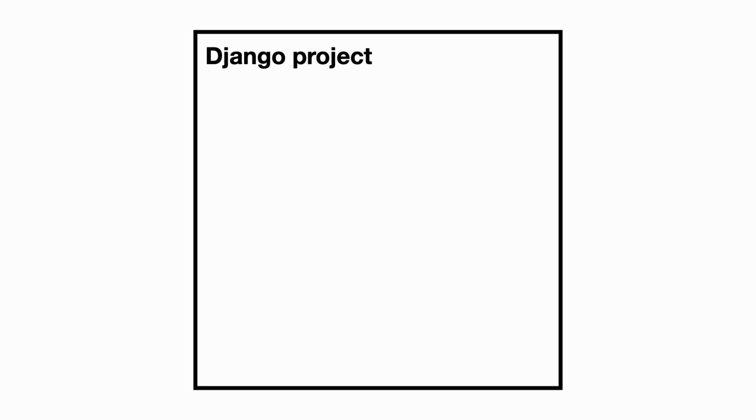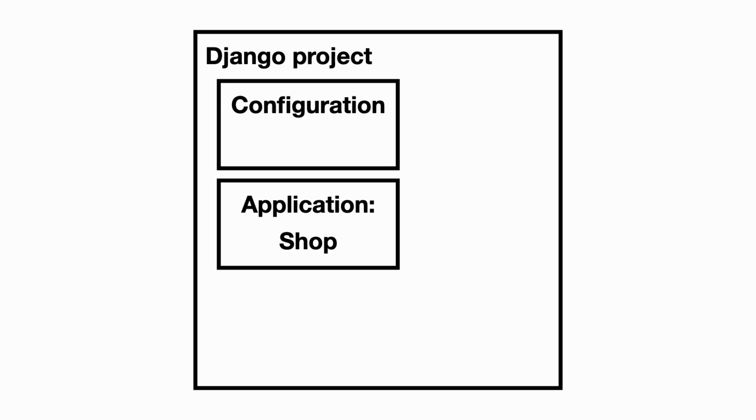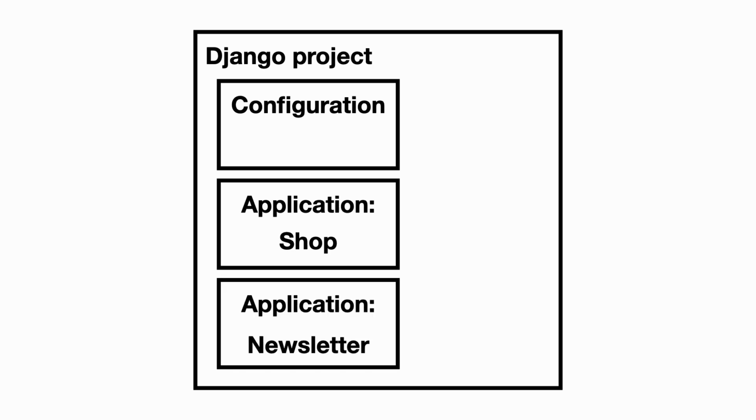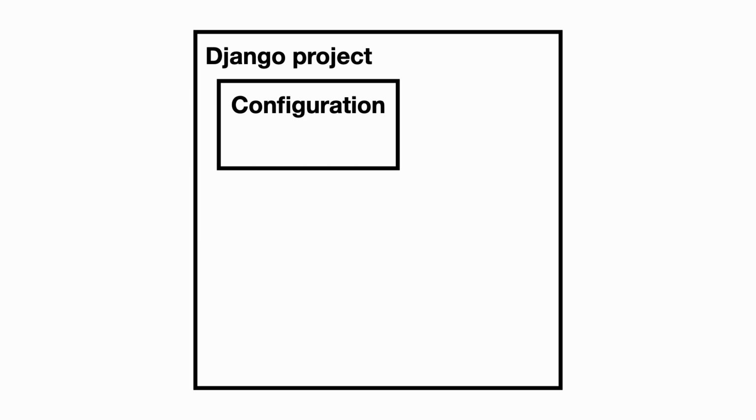Look at this empty Django project. A Django project always contains at least some configuration and then one or more applications. An application example would be a shop or a newsletter service. The idea here is to split functionality into different apps. In this course, there will be only one application, the shop. But we will start with an empty project that just has some configuration.